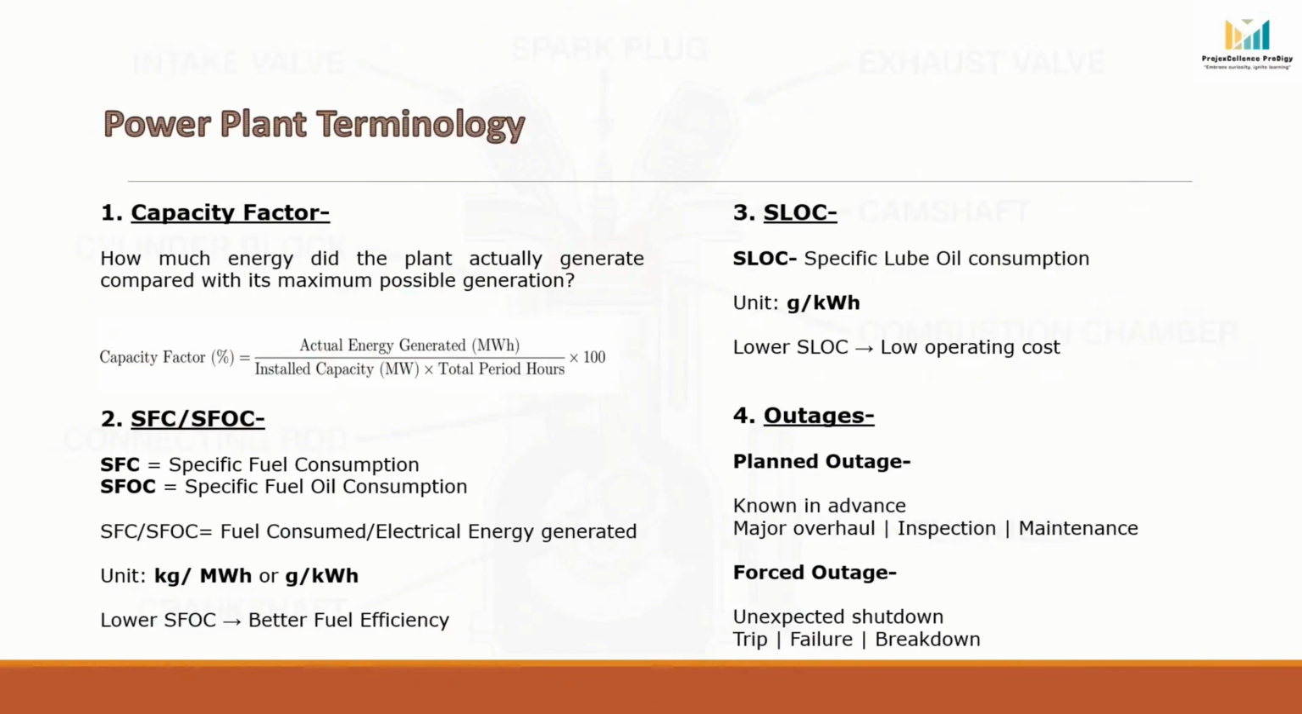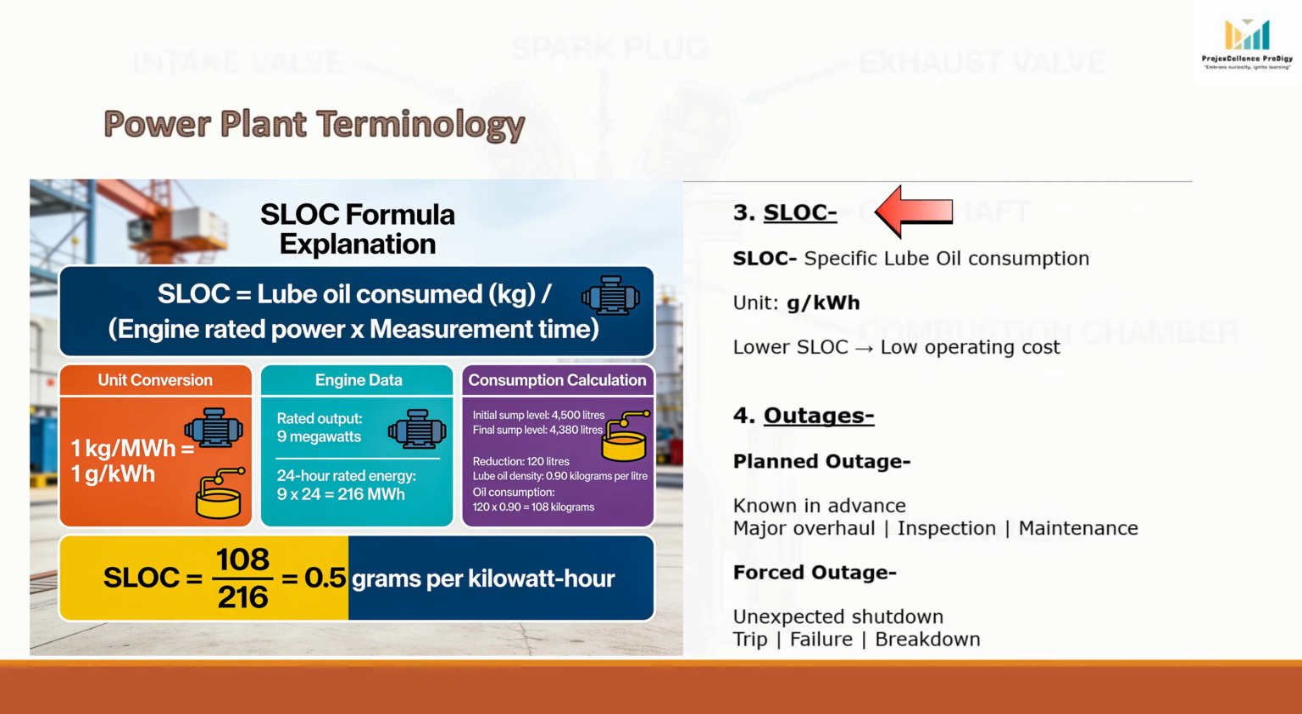Now let us understand our next important term, SLOC, specific lube oil consumption. SLOC tells us how much lube oil an engine consumes in relation to its rated power output over a specified period. In simple words, it helps us monitor the lube oil consumption of the engine. SLOC formula is lube oil consumed in kg divided by engine rated power into measurement time. And the result can be expressed as kg per megawatt hour or gram per kilowatt hour. And we know 1 kg per megawatt hour is equal to 1 gram per kilowatt hour.